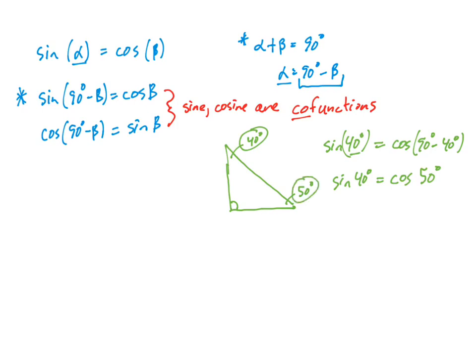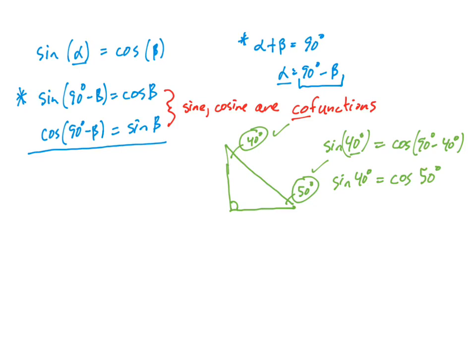We can kind of rearrange that. We can say cosine of this angle is equal to sine of this angle, and so on. So sine and cosine are cofunctions of each other. Now, that is one pair, sine and cosine. We have two other pairs, and it's just the other four trig functions pair up.